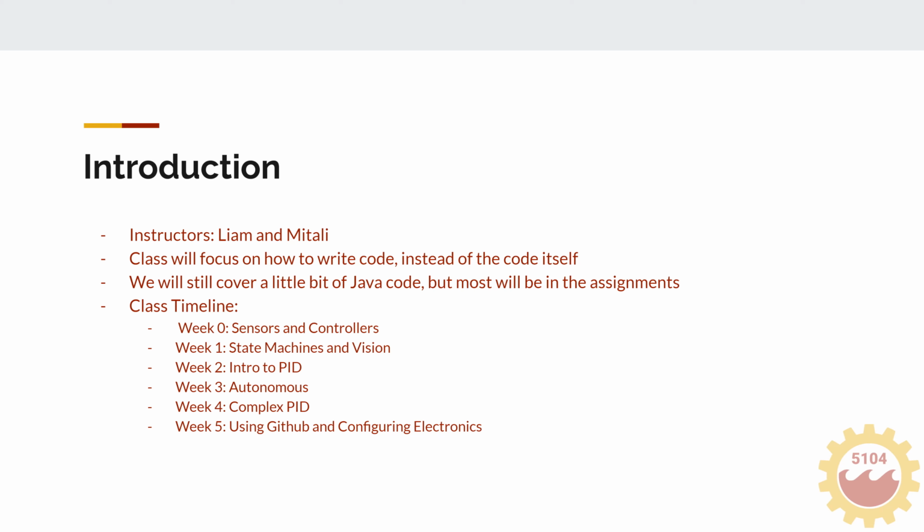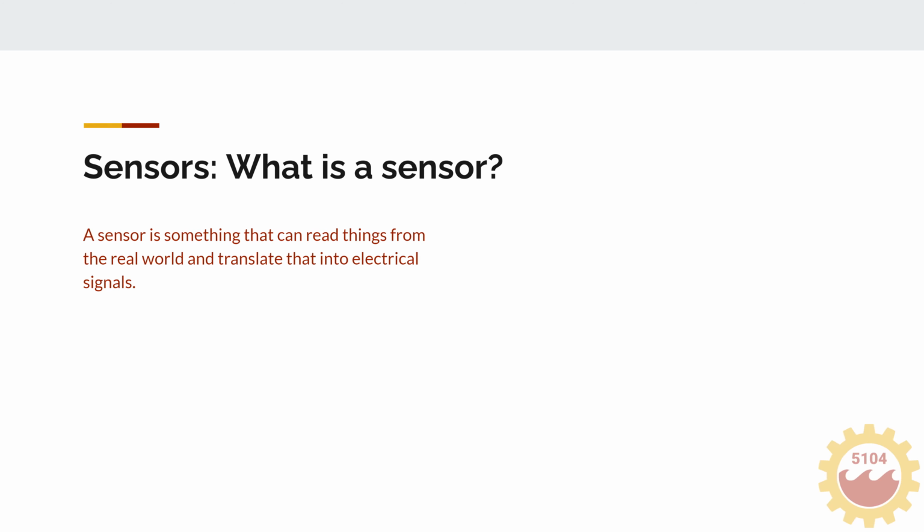The class timeline will cover sensors, controllers, PID, state machines, vision, autonomous, GitHub, and configuring your electronics. It's 6 weeks long, and the first lesson we have today is focusing more on some electrical stuff and less programming, but the other classes are more heavily focused on programming.